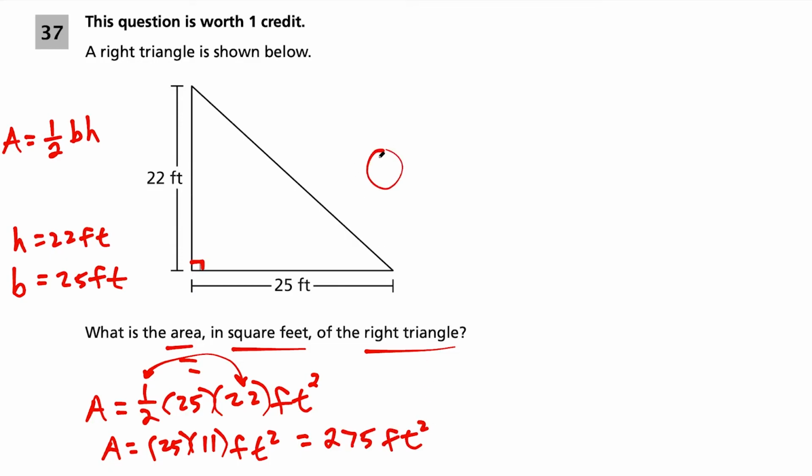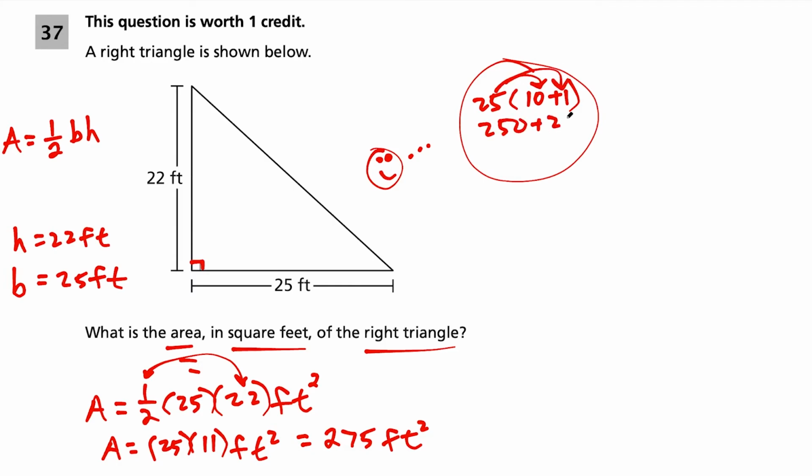Once again, you want some mental math tricks here. When you're doing 25 times 11 in your head, do 25 times 10 plus 1. And that would give you, if you distribute, 250 plus 25, which would give you 275. But you do have a calculator in this section, so you could go ahead and just write 0.5 times 25 times 22. And I promise you'll get 275. So our solution is 275 square feet.